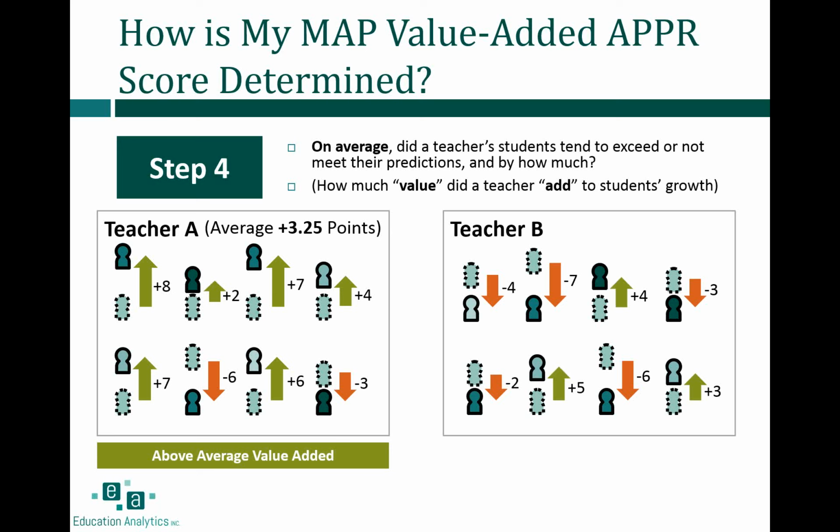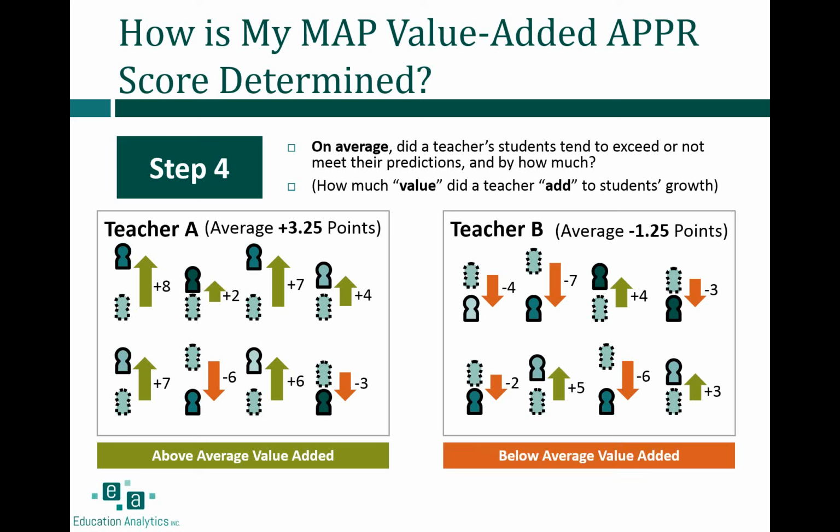On the right, teacher B, we can see, just by looking at those arrows, that those students did not tend to meet their predictions. If we average all that out, it's a little bit below what we would have predicted statistically based on similar students in districts across the state. What that tells us is that teacher has below average value added. It does not mean that these students lost knowledge. It means that they did not grow on pace with similar students from across the state.